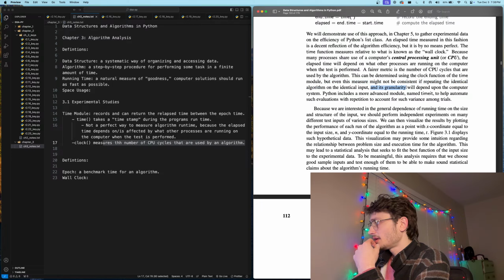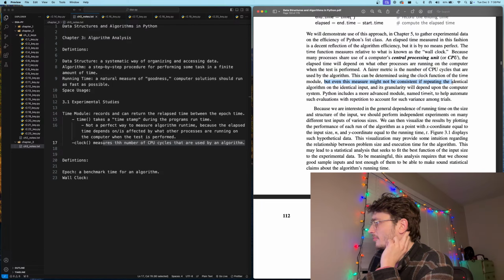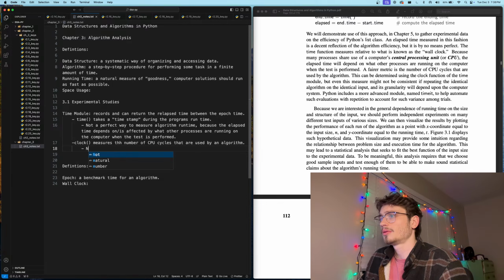It's kind of written funny, but even this measure might not be consistent if repeating the identical algorithm on the identical input, and its granularity. But why though? So we'll say it depends on the CPU, the hardware of the user, right?